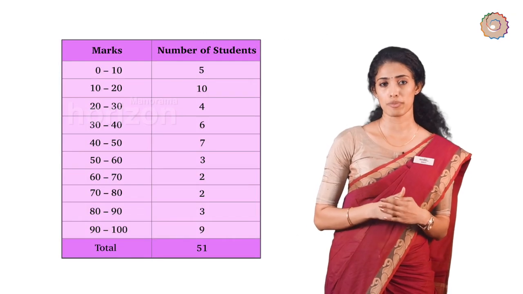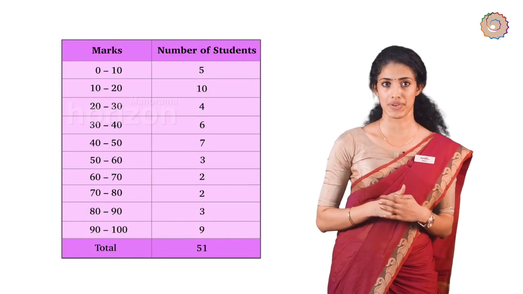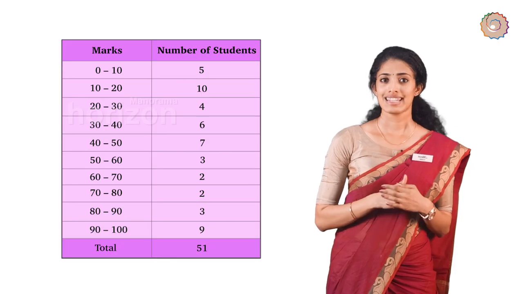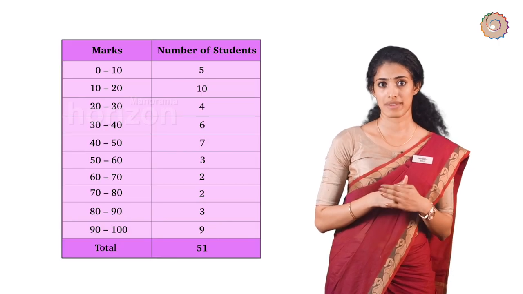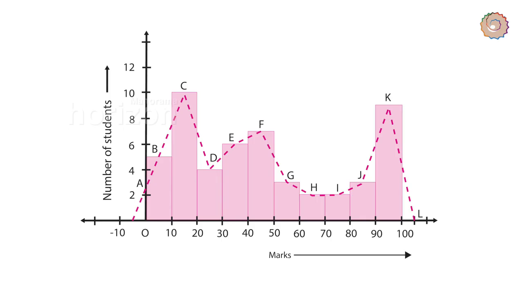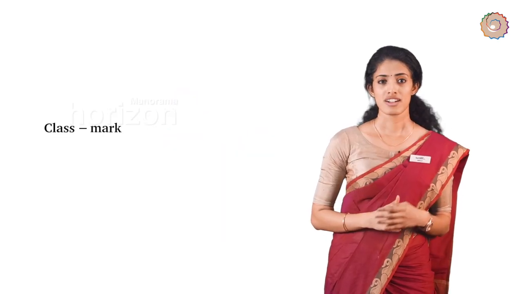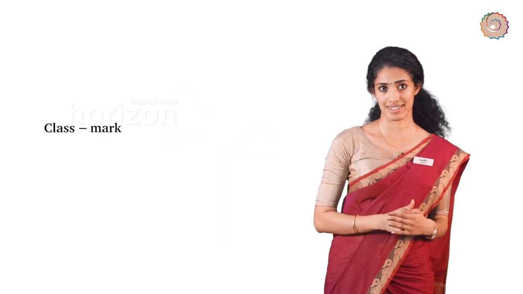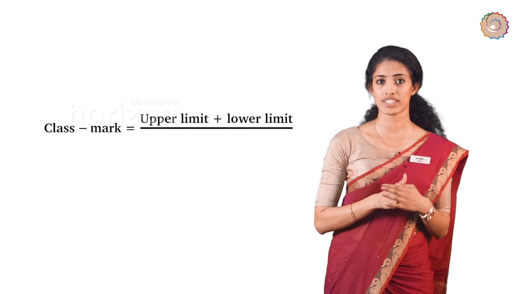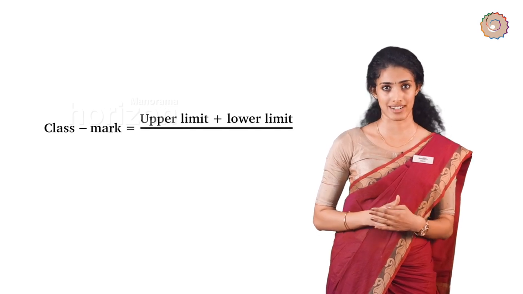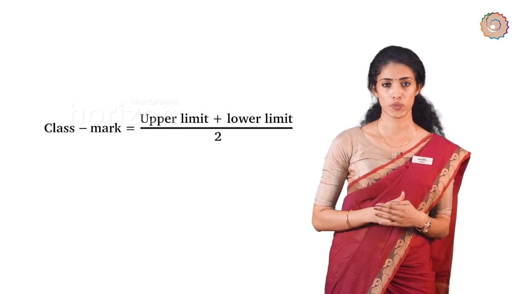Consider the marks scored by 51 students out of 100 in a class. Let's represent the same in histogram and frequency polygon. Please note that both histogram and frequency polygon have continuous class intervals. Midpoint of the class interval are called the class marks. To find the class mark of the class interval, we find the sum of the upper limit and lower limit of a class and divide it by the 2.